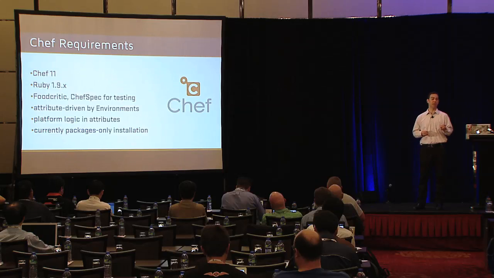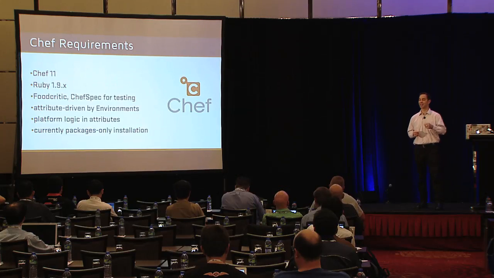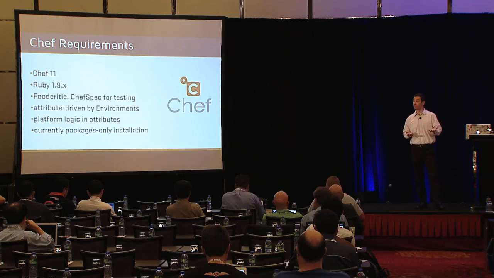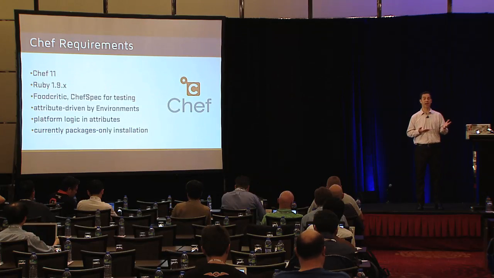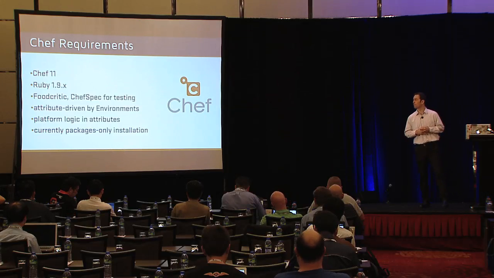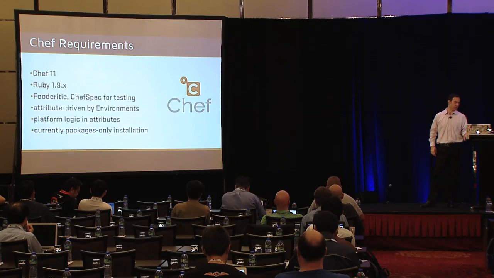Currently, we're only using packages from the distros, except where we're not. And I say except where we're not because if you're familiar with Grizzly, there's a lot of broken pieces. dnsmasq and Open vSwitch are built from source. This will change in the future. It keeps changing.